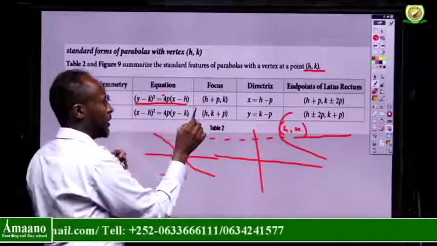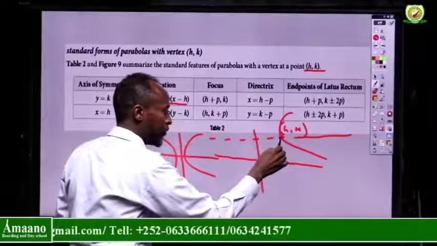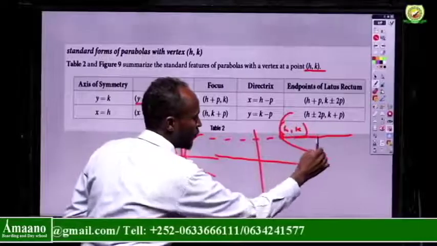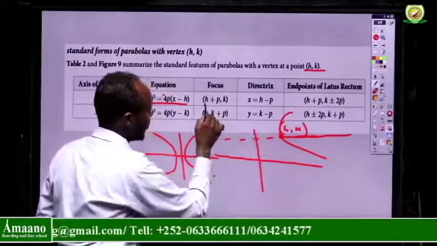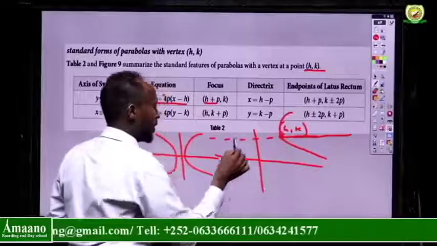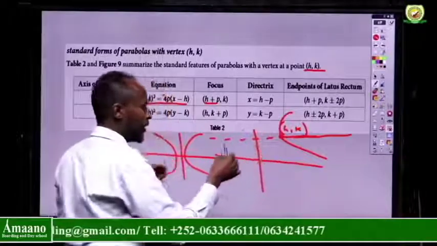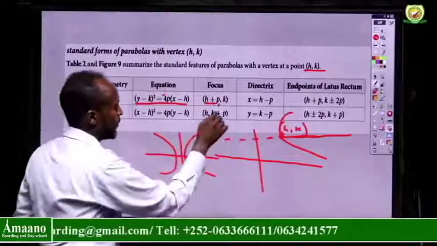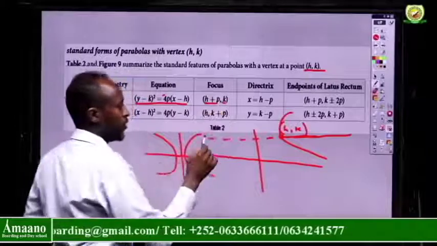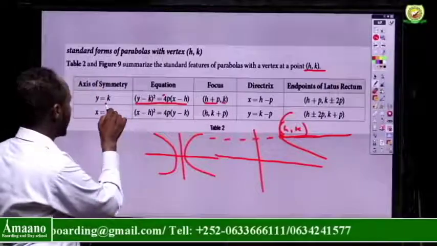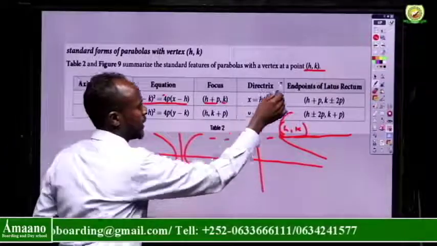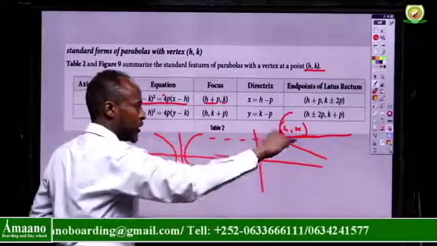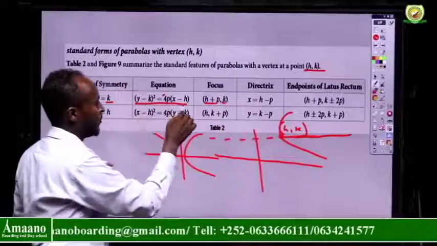Look, the focus. If here is the vertex, the focus is p units to the right side of the vertex. Therefore, it goes to h plus p, k. As long as we have a horizontal line, the only thing that changes is x values. Y will always be the same. Look here. The focus has k. The axis of symmetry has k. Also, the vertex has k. But the only thing that we are going to change is the x values because it is horizontal. Okay, that is the equation of a parabola.